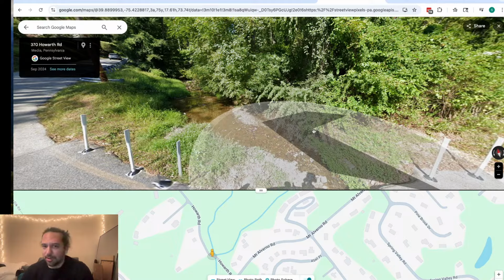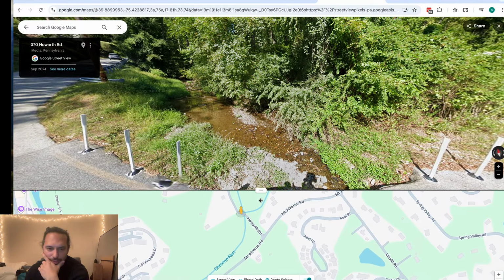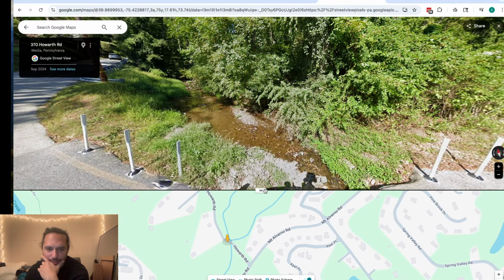The King's Chamber in Putnam Valley, New York might be a cool place to check out. Okay, let's see. Let me look at this real quick, and then we'll check that out.